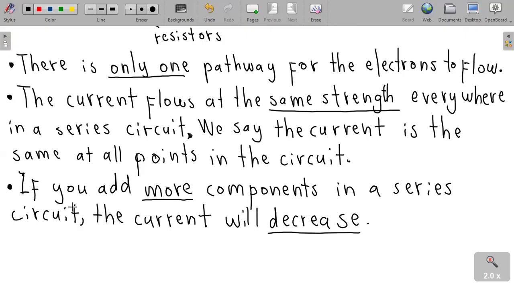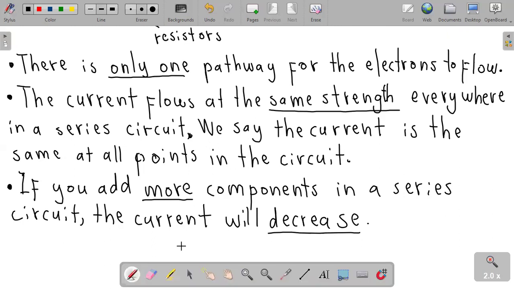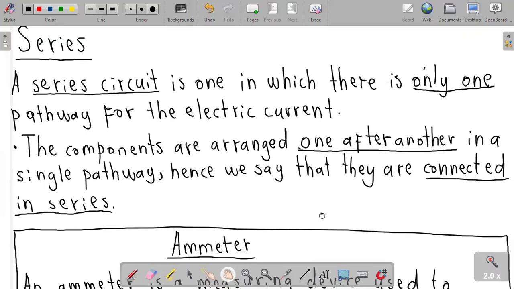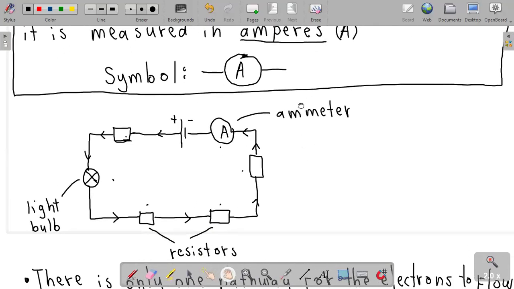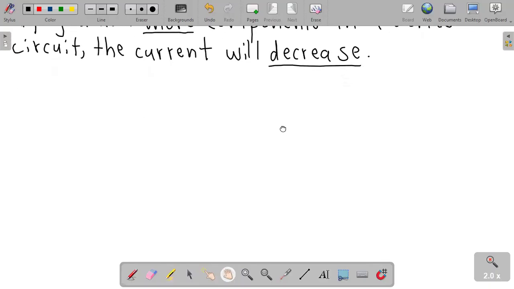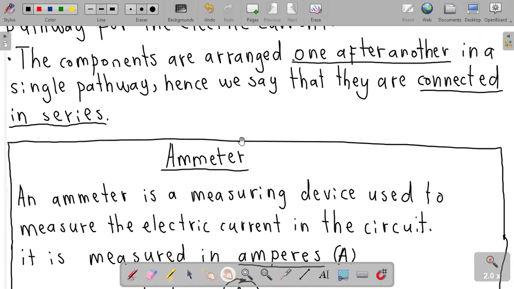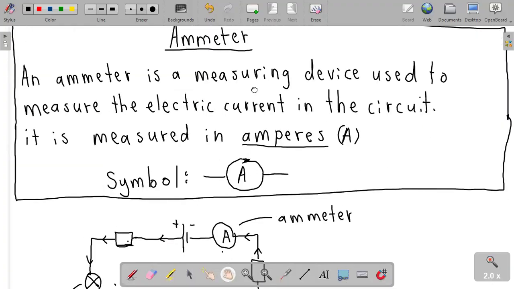So I think that is a good summary for a series circuit. So let's move on to a parallel circuit. This was series. Now let's look at parallel.